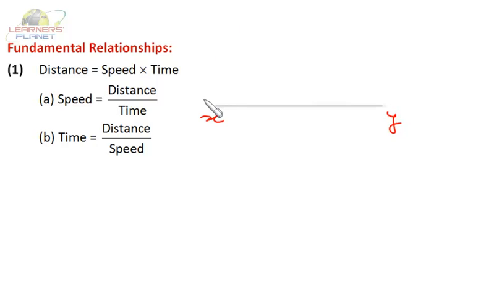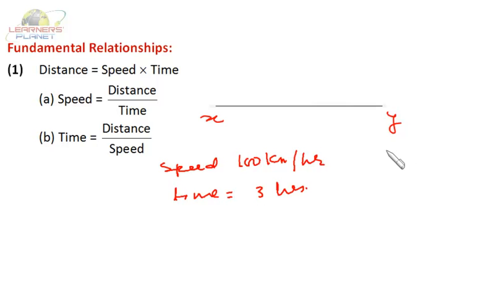Very simple concept. And now let's see how we could find the distance between 2 points. Suppose from X to Y I have to go, and I can maintain a speed of say 100 kilometer per hour. And if I'm taking 3 hours to cover this distance, then what is the distance? Every hour I am moving 100 kilometers. So in 2 hours I'll be moving 200 kilometers, in 3 hours 300 kilometers. So the distance between these 2 points is 300 kilometers. As we have already discussed, the units of distance are kilometers, meters, miles, etc. Similarly, the units of speed will be kilometer per hour, meter per second, or meters per minute. So according to the question, we have to see.